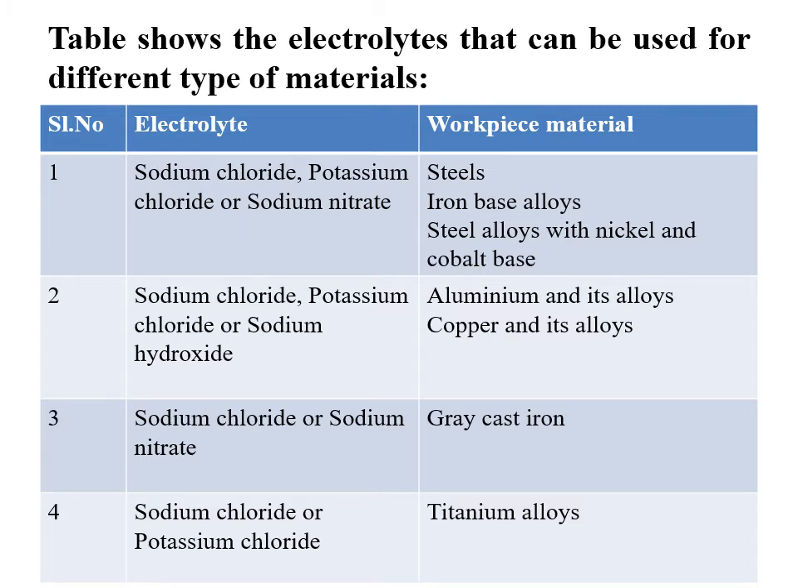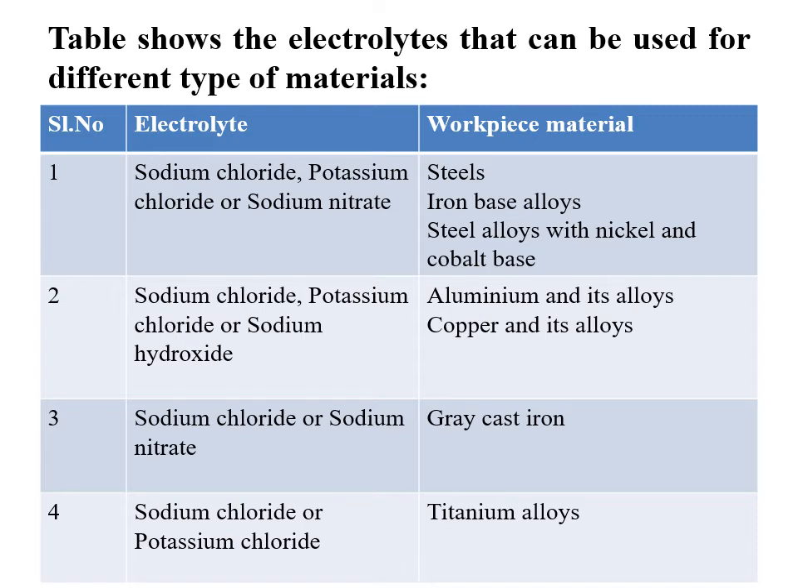In this table, we can have a glance at different types of salts and their application over the workpiece material. Let me go with the first row here. Sodium chloride or potassium chloride or sodium nitrate are specially meant for electrochemical machining of steels, iron-based alloys, and steel alloys with nickel and cobalt base. So Fe-rich alloys like iron-based alloys are generally machined with sodium chloride or potassium chloride or sodium nitrate electrolytes.